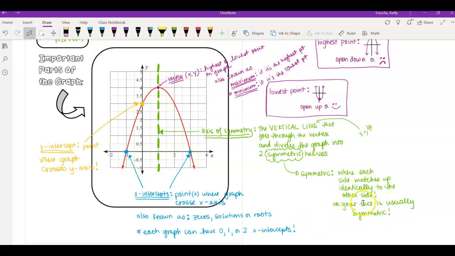And your face is a great example of symmetry, because if you draw a line down the middle of your face, then your eyes would match up with each other, etc. So axis of symmetry is our next most important part.